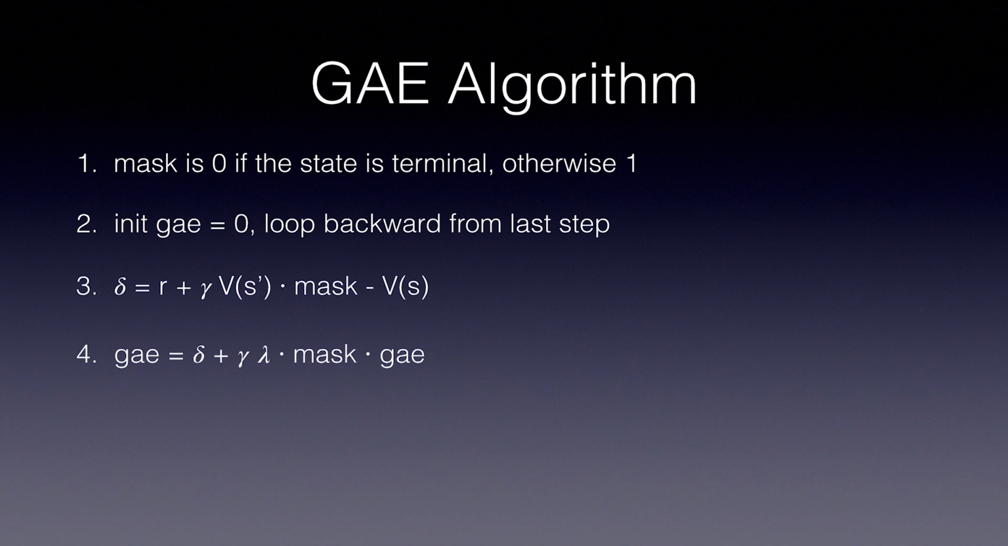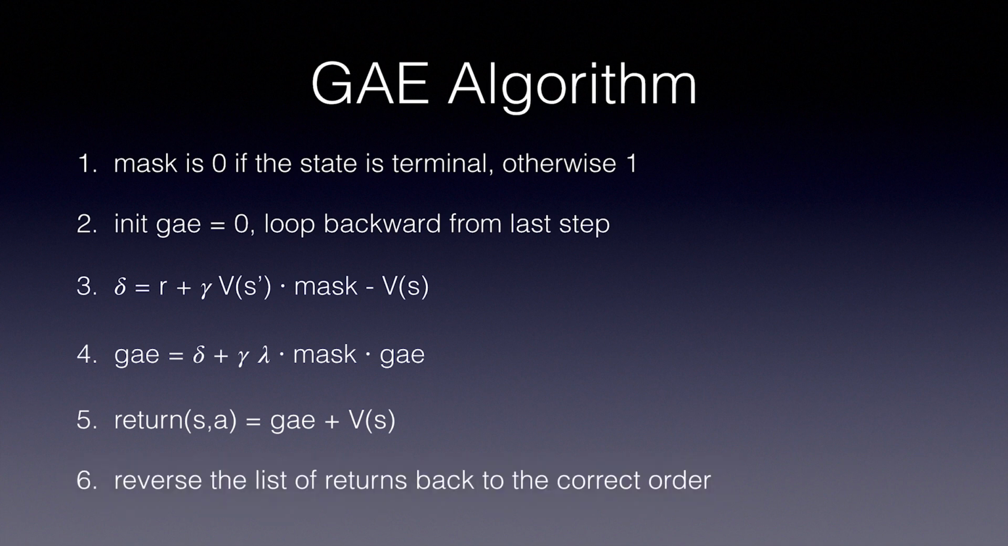5. The return for the state and action is GAE plus the value of the state. So earlier we subtracted the value of the state to get the advantage. Now to get the full return, we're adding it back into the GAE we calculated. Number 6, we reverse the list of returns back into the correct order since we were looping backward to start with.